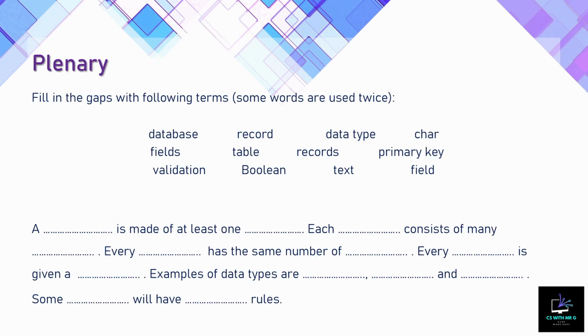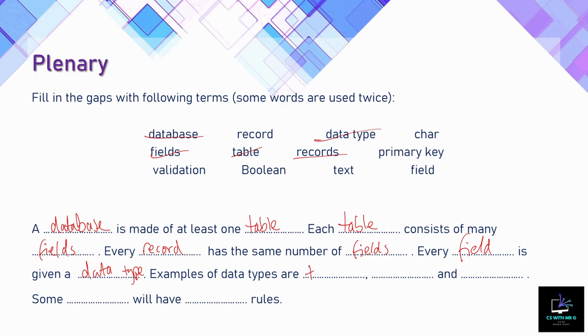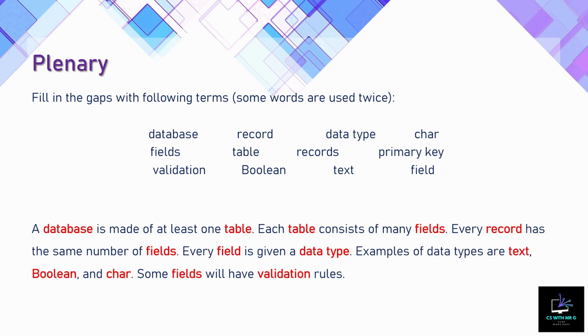So just to finish off in this introduction to databases, I'd like you to try and fill in the gaps. So give the video a pause and try and give it a go, or likewise just follow along. So a database is made of at least one table, and each table consists of many fields, and then every record has the same number of fields. If we think back to our car example, there were 3 fields for each car, and then every field is given a data type. Examples of data types are text, char, and boolean. There were more, but I've not listed them here. And then some fields will have validation rules. So there is the completed task.